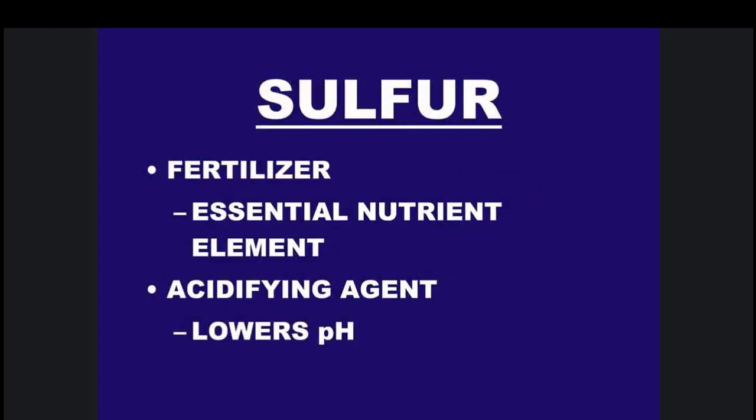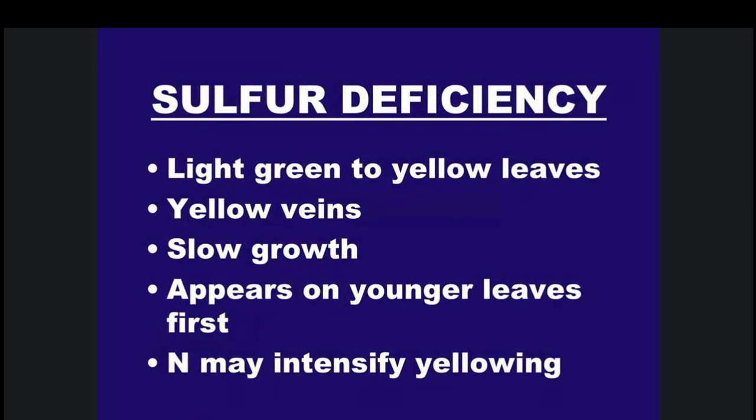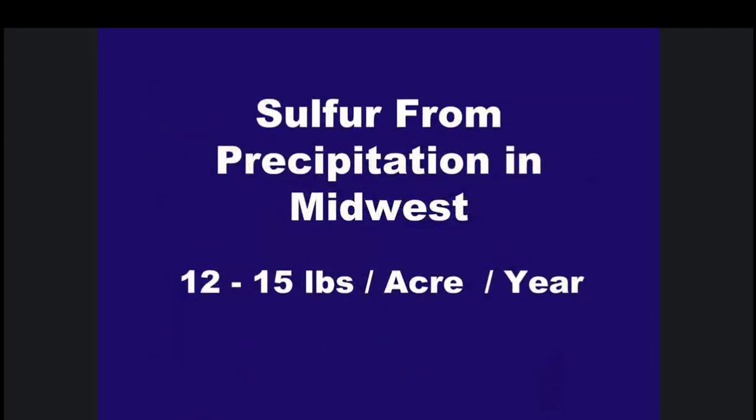Sulfur, first of all, is an essential element. Okay, so we need sulfur in fertility programs. Usually, though, we have plenty of it in the soil. It's also sold as an acidifying agent. So you can buy sulfur as a nutrient, or you can buy sulfur to acidify your soil. Sulfur deficiencies are very rare in turf areas. You can find it, but in most of the United States, we get plenty of sulfur from the atmosphere.